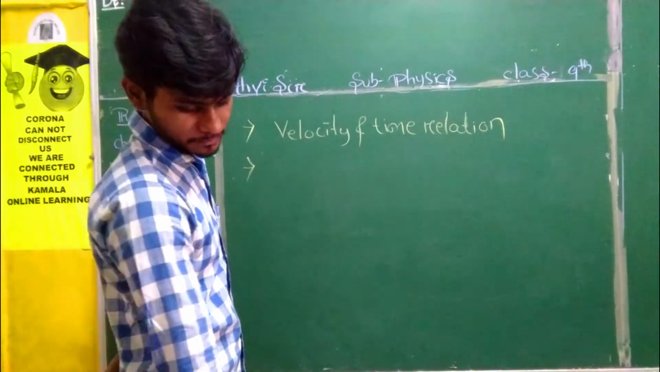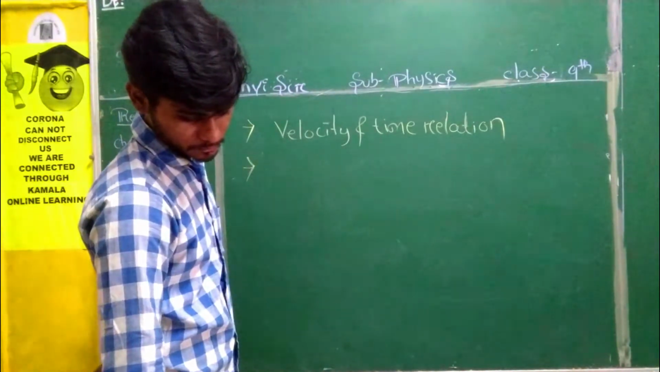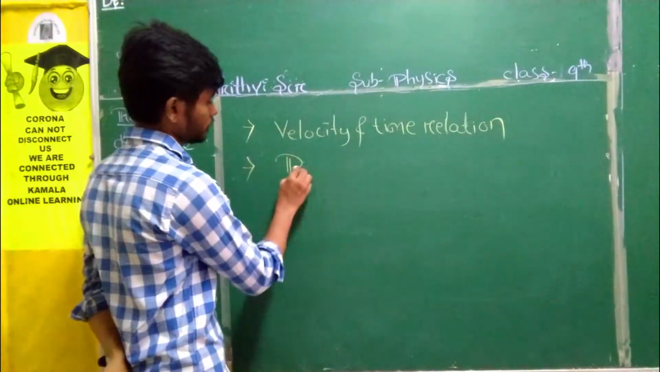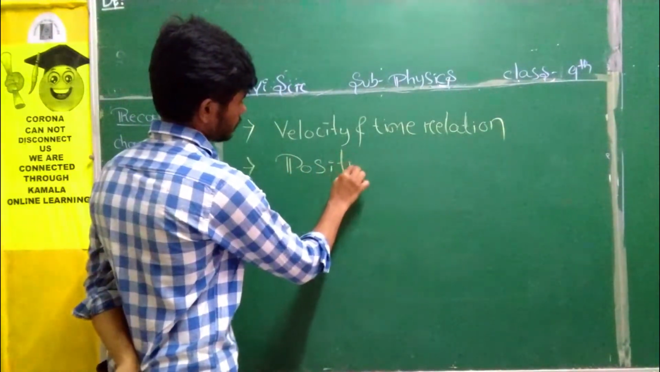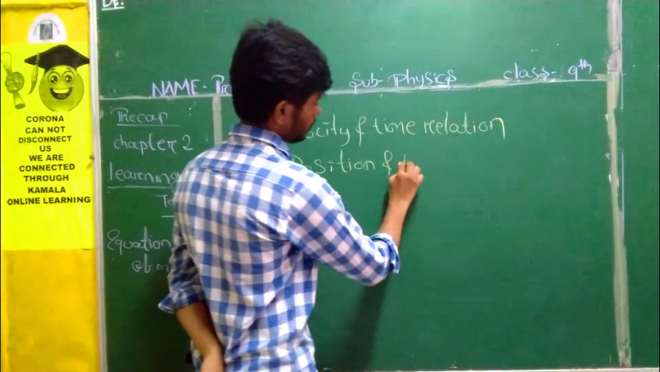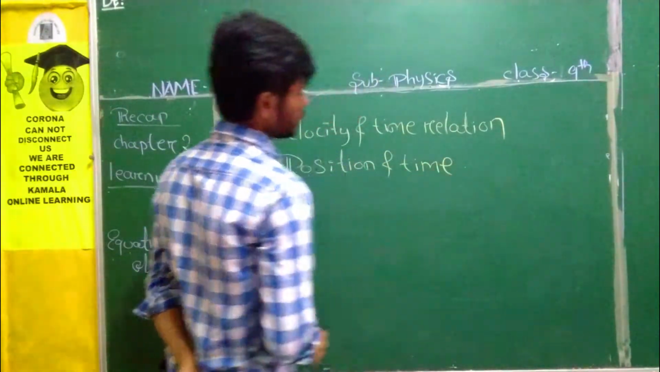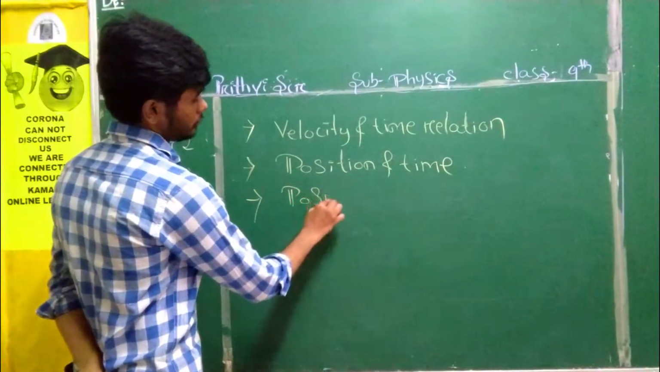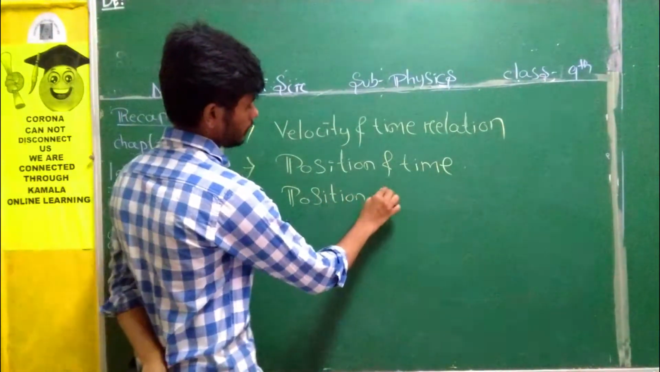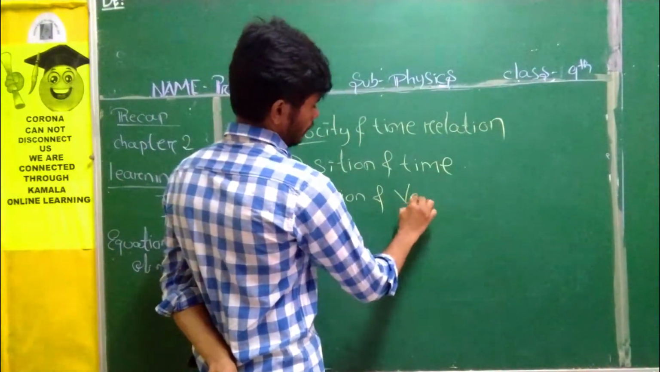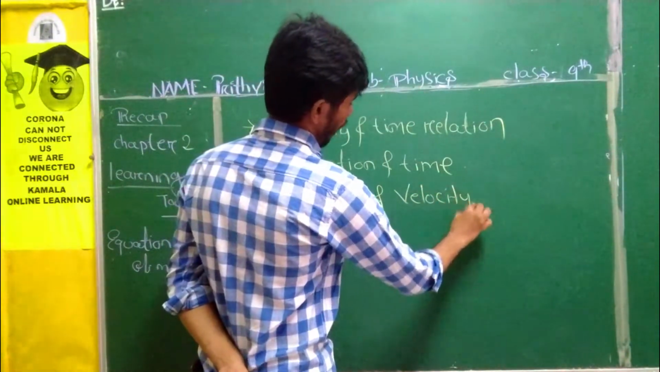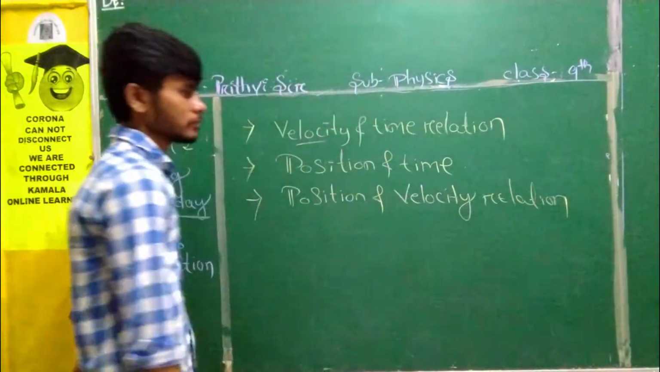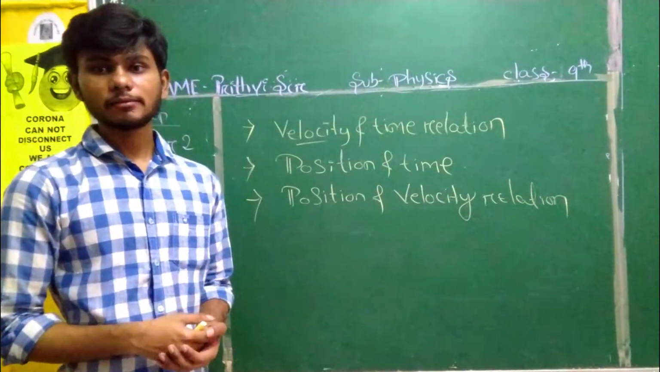Second equation is between position and time. Position and time relation. Third equation is position and velocity relation. Okay, three kinds of relations we will read now.